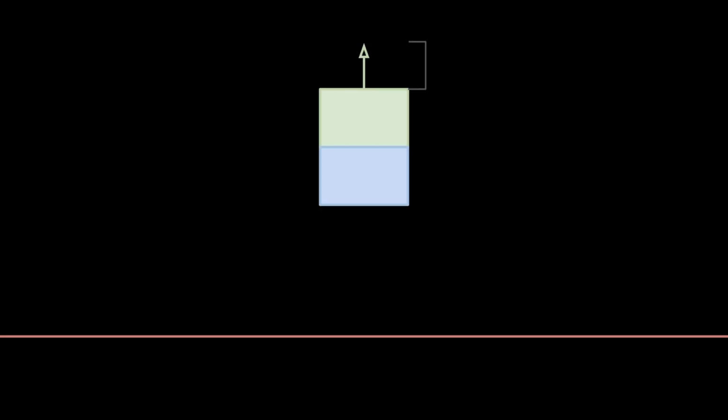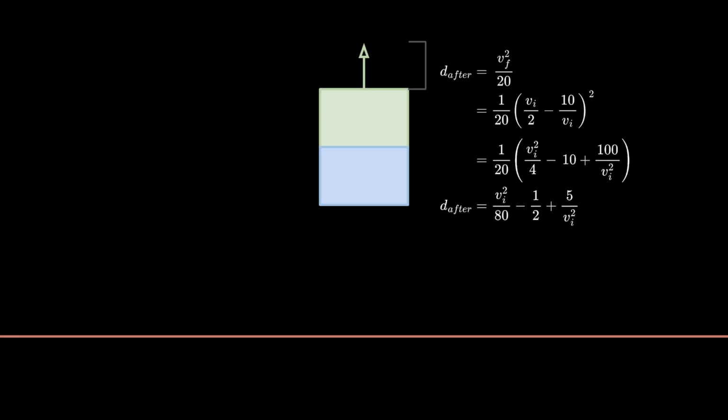So if we look at our blocks, we can plug in this d after value. We know the distance is going to be v final squared over 20. And the math gets a little bit scrambly, squirrely here. There's a lot of letters and lots of numbers, but you're just going to have to trust the process. It's going to be 1 over 20 times vi over 2 minus 10 over vi, squared. We're going to do a FOIL expansion here so we have all the terms separated out. It's going to be much easier for us at the end, you'll see.